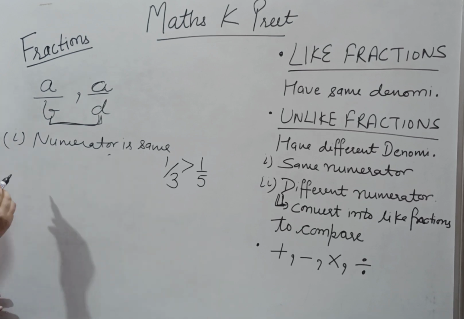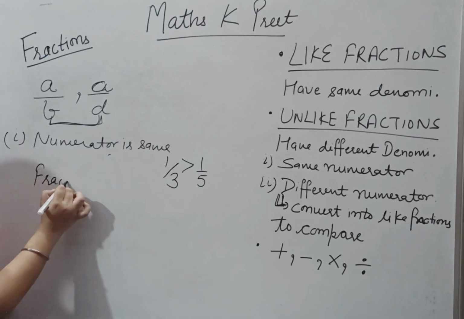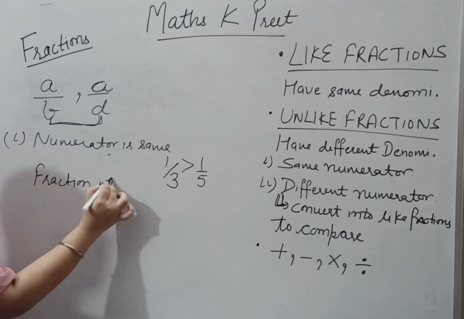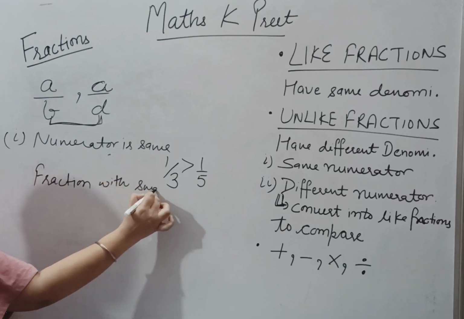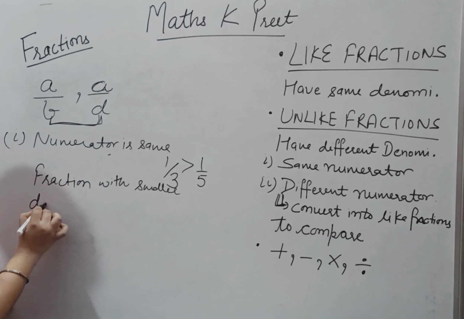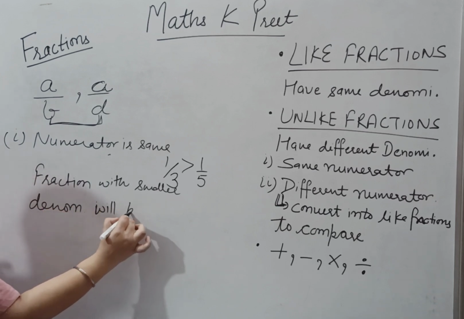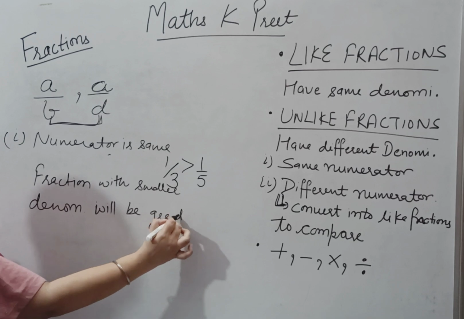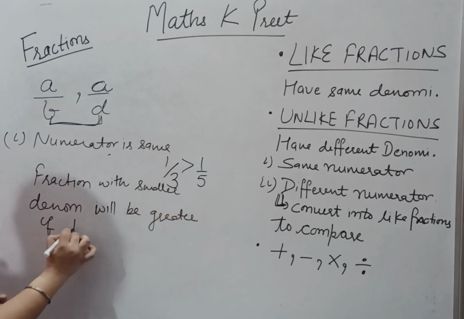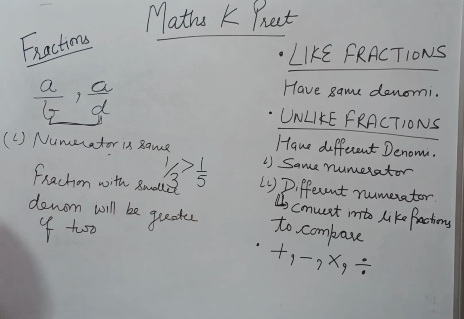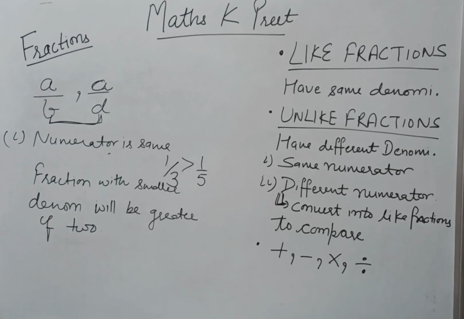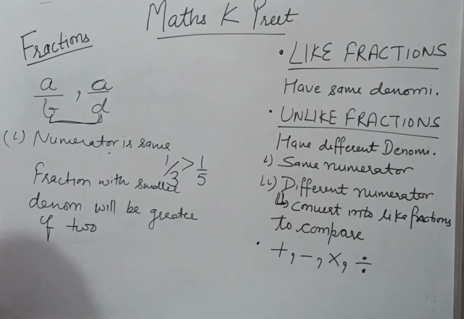The result is saying the fraction with the smaller denominator will be greater of the given two fractions. So this is the result for unlike fractions when we are comparing fractions with the same numerator and different denominators.